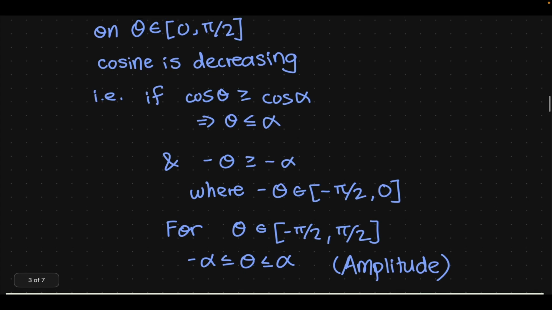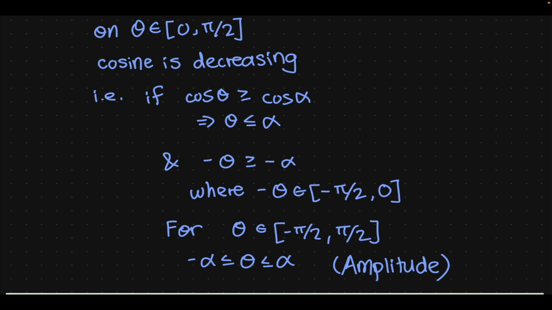And if theta is between 0 and pi over 2, we know minus theta is between negative pi over 2 and 0. So all in all, if theta is between minus pi over 2 and pi over 2, it's going to be between minus alpha and alpha. If it's in the first domain, it's upper bounded by alpha, and if it swings back into the negative angle region, then it's lower bounded by negative alpha. So we have minus alpha less than or equal to theta, which is less than or equal to alpha, and these alphas basically become the amplitude.